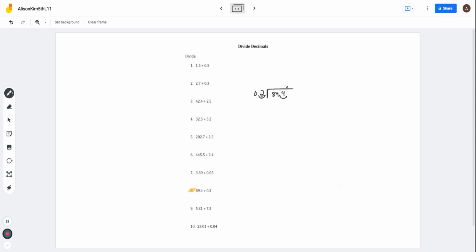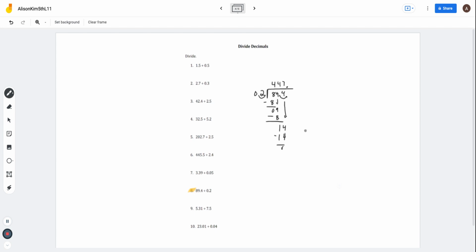So it's going to be 2 being divided into 894. So let's do that. 2 can go into 8 4 times, so it's going to be 4. 4 times 2 is 8, so we subtract 8, and we get 0. Bring down the 9. 2 can go into 9 4 times. Minus 8. We get 1. Bring down the 4. Becomes 14. 2 can go into 14 evenly 7 times. So it'll be 14 minus 14, which is 0.